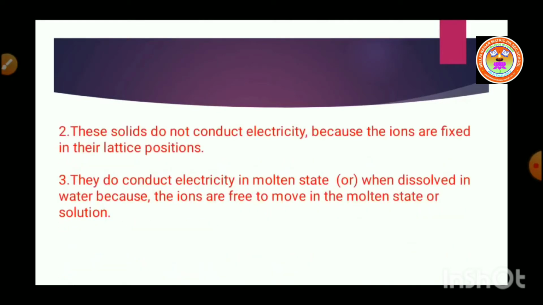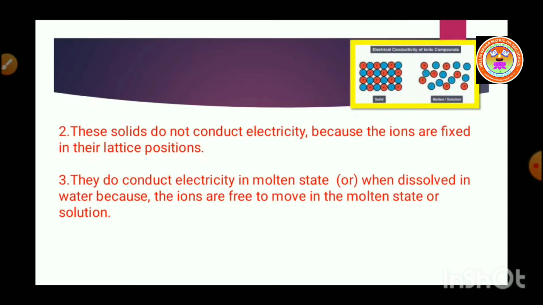The second point is, see here, these solids do not conduct electricity because the ions are fixed in their lattice positions. See the diagram here, in the solid the ions are in fixed positions. But see the third point, they do conduct electricity in the molten state or when dissolved in water, because the ions are free to move in the molten state and in solution. Now clear this.